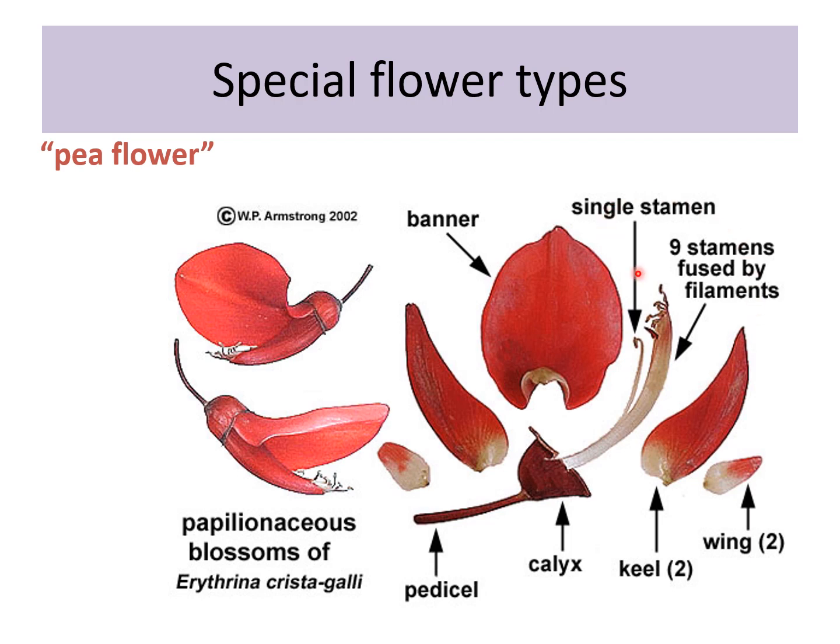Moreover, the stamens are quite distinct from the other types. There are 10 stamens, in 2 groups. The first group is 9 stamens. The 9 stamens are fused by the filaments, leaving only a single stamen that does not fuse with the rest of the stamens. And here this is the calyx. So we call this character the papilionaceous flower.